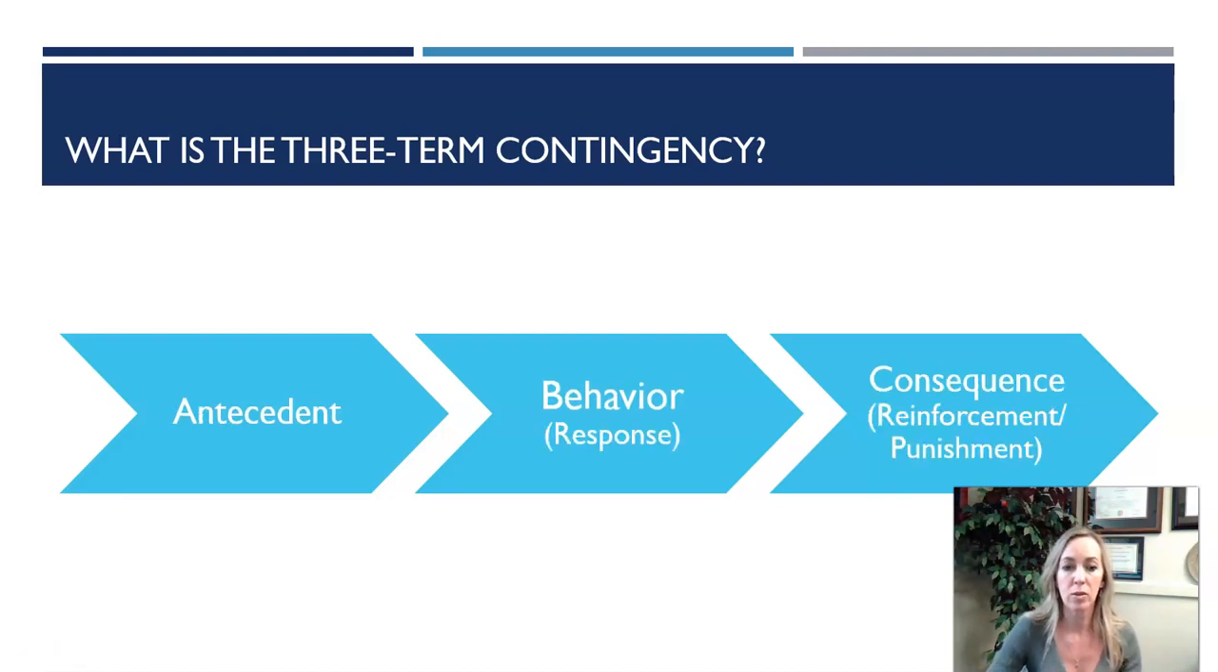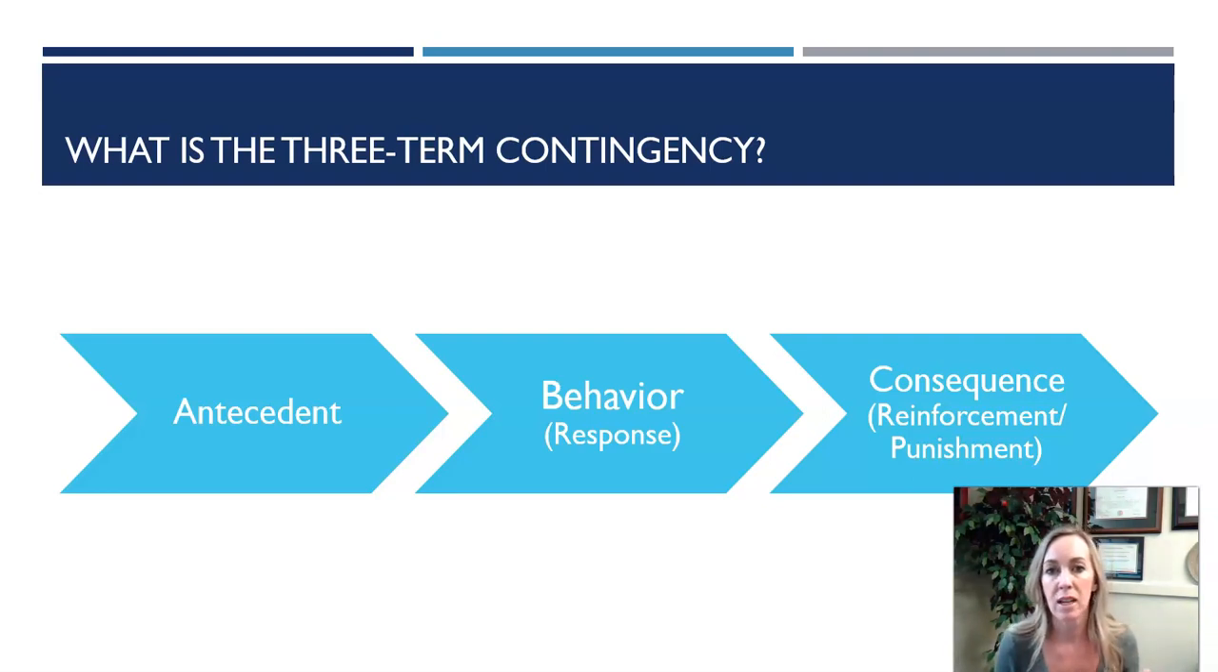What I want to point out to you before we move forward is that some people have different terminology for the three-term contingency. Easiest to remember is ABC: antecedent, behavior, and consequence. But another term for behavior is a response. So the student's responding in a certain situation, and the consequence is actually either reinforcement or punishment. And you know the difference. Reinforcement is something that will increase the likelihood of the behavior continuing in the future, and a punishment is when the behavior decreases in the future.